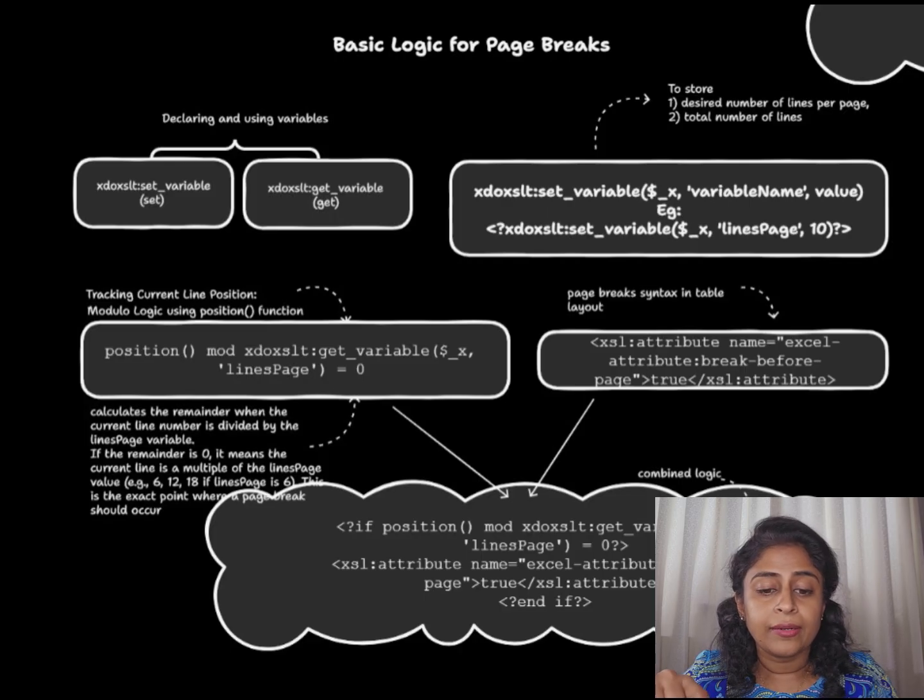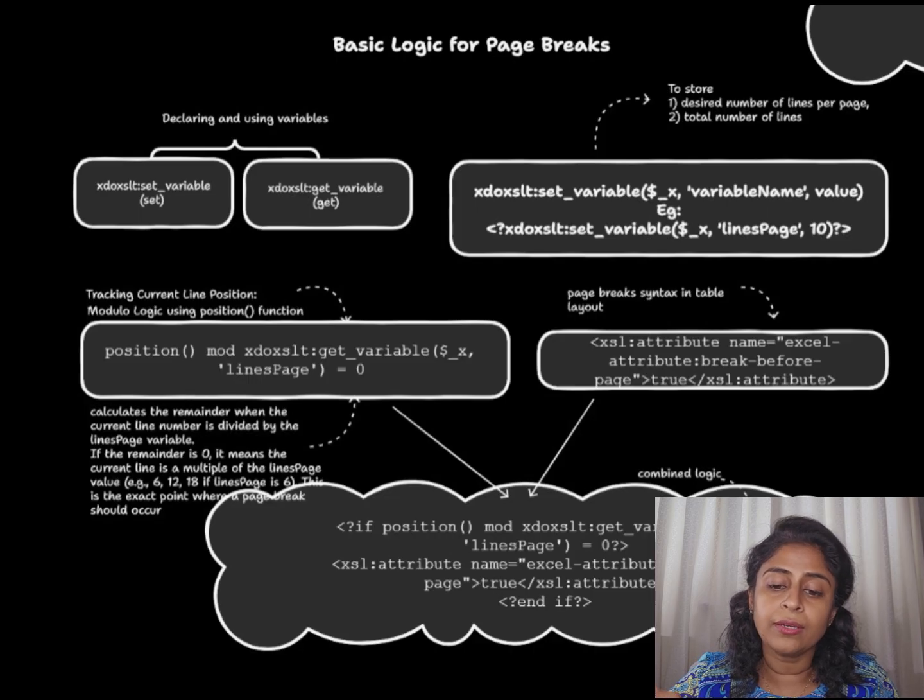We need a function to track the current line position. We need to know exactly which line we are currently processing. For this, Oracle has provided us with the position function. The position function returns the current line number within the current group: 1 for the first line, 2 for the second, and so on. This function is absolutely critical for determining when to trigger our page break.